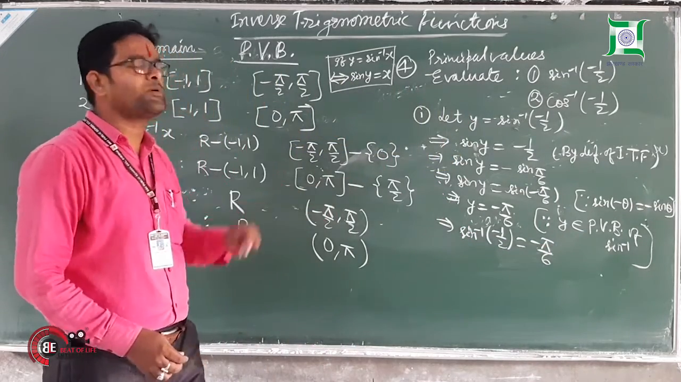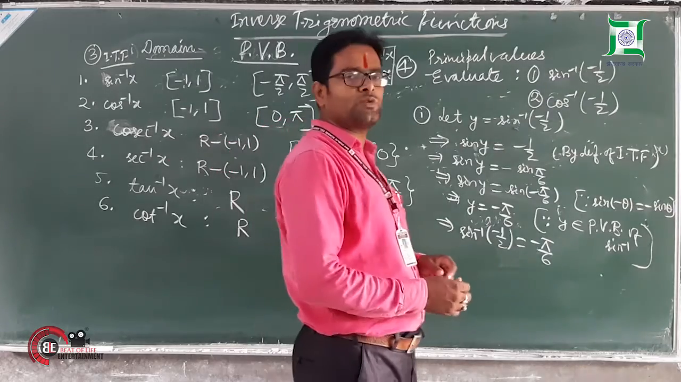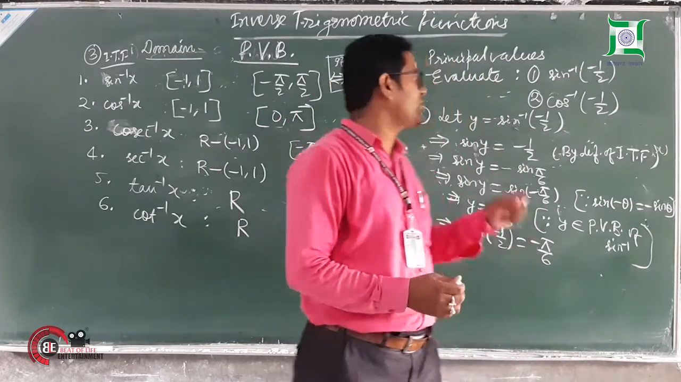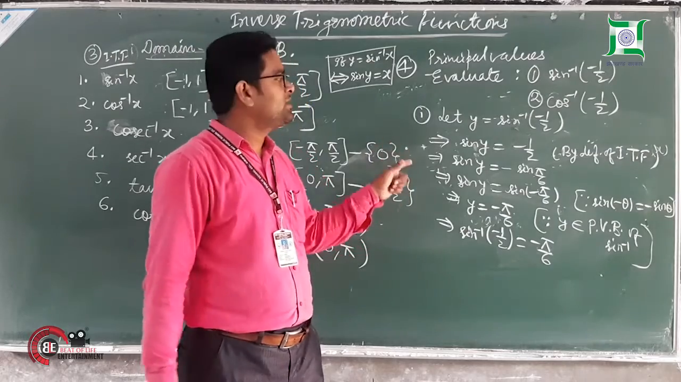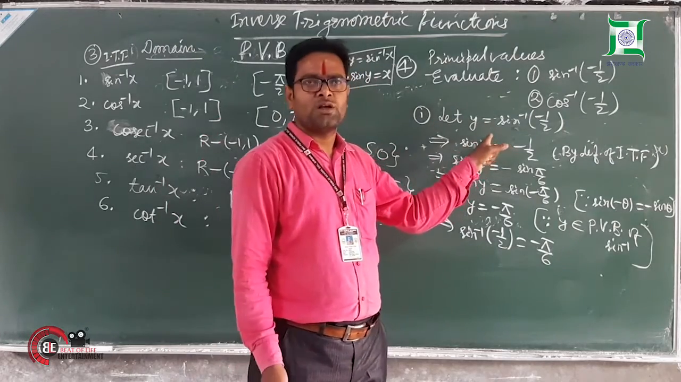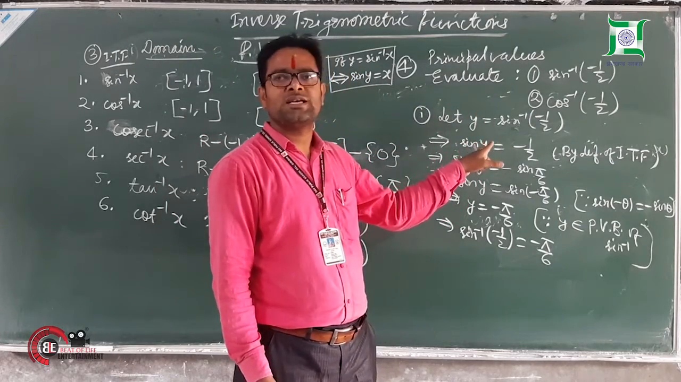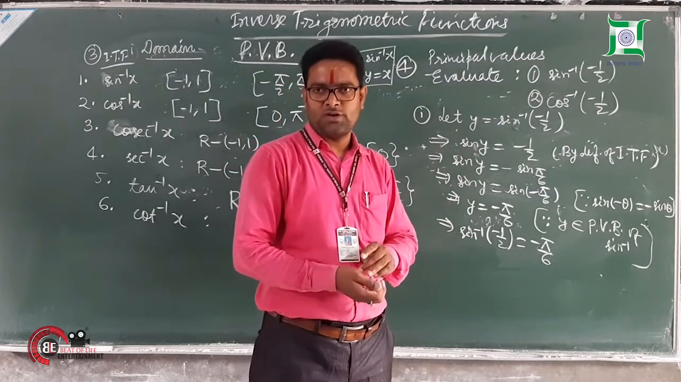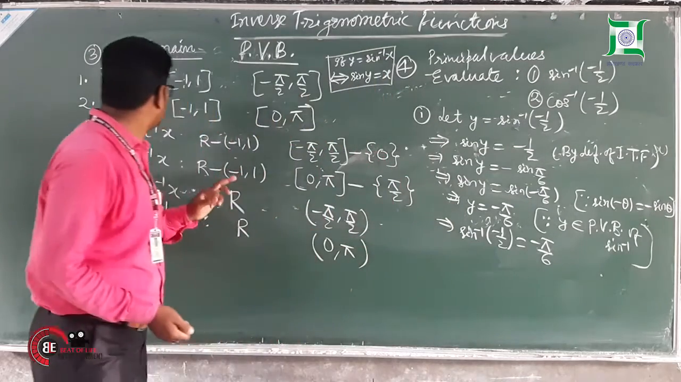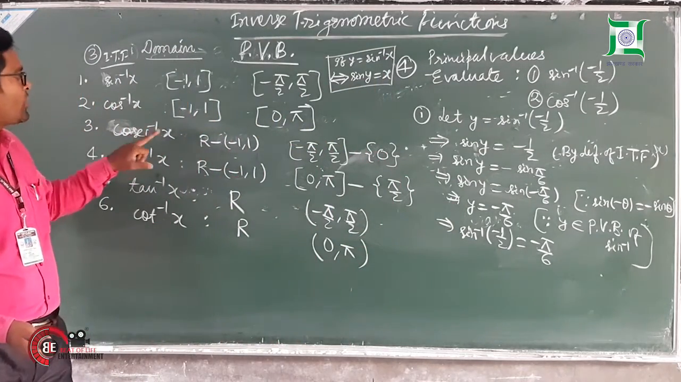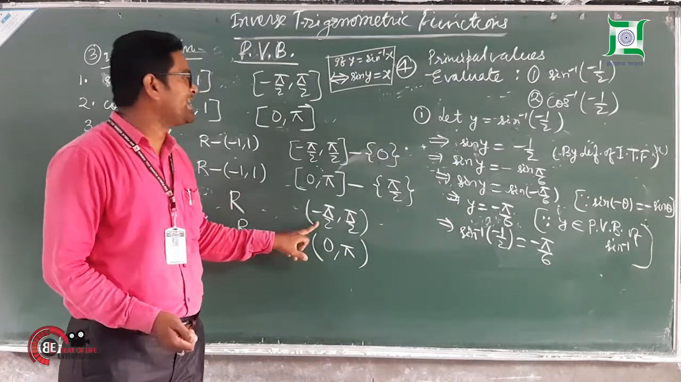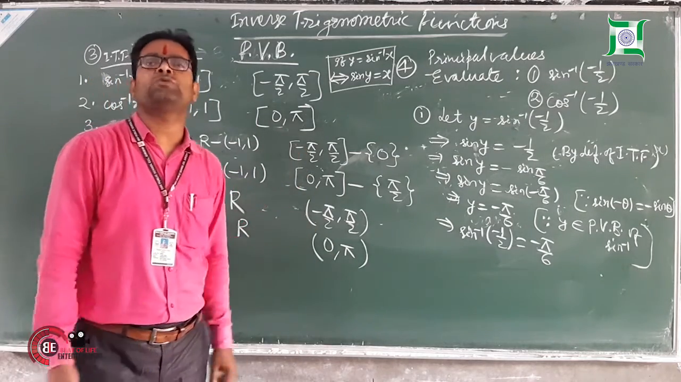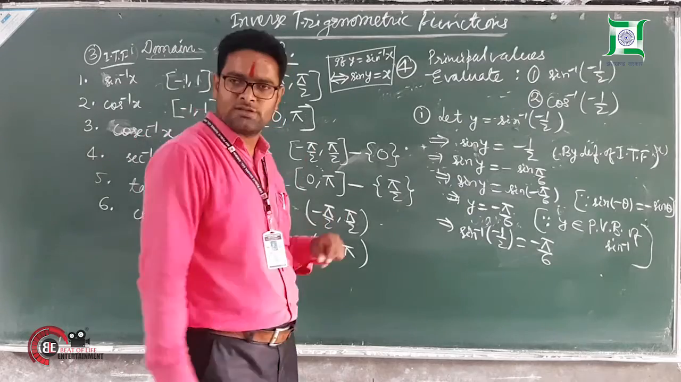And that is your principal value for sine inverse minus 1 by 2. So, whenever you are having this type of question, I am just giving you a trick for that. Sine inverse, cosec inverse and tan inverse, they are having ranges related to minus pi by 2 to pi by 2.